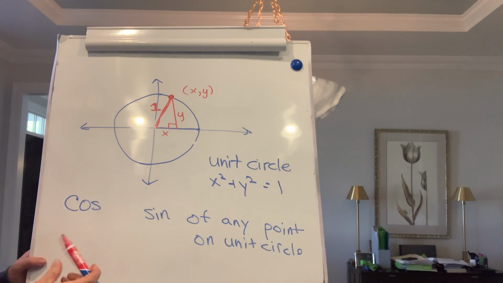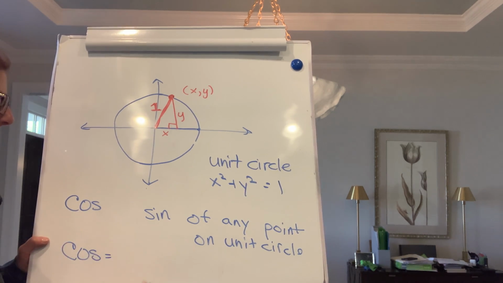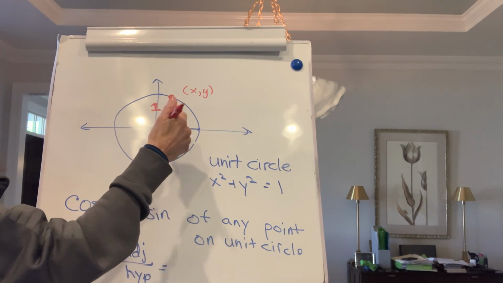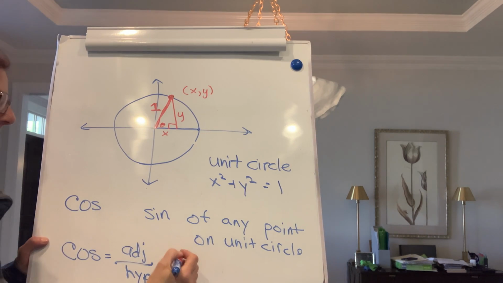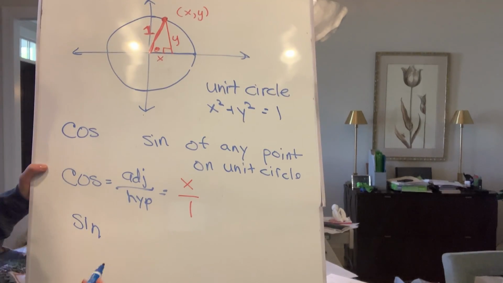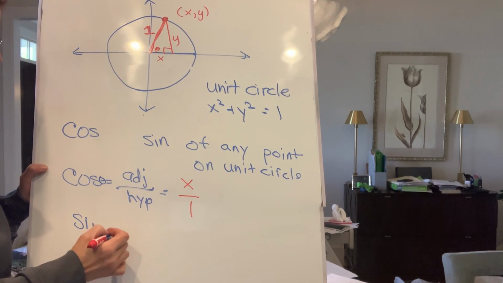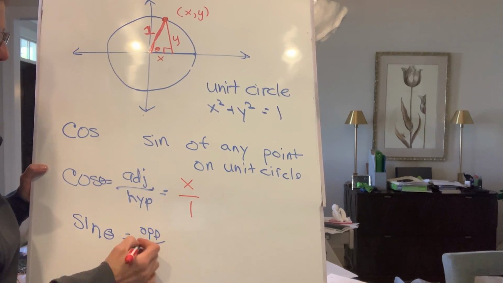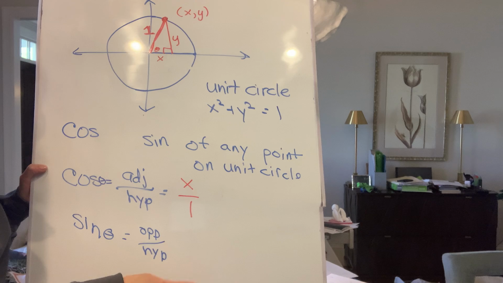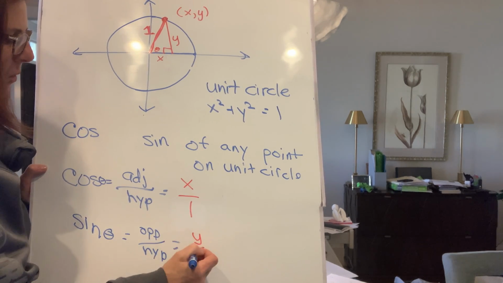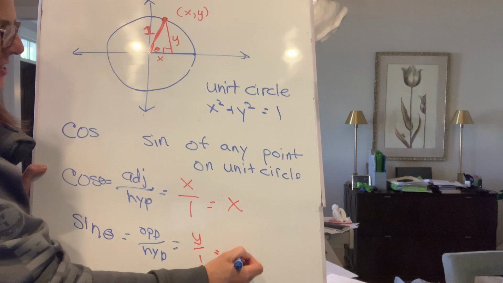All right, so let's think about what cosine is. Cosine is adjacent over hypotenuse. In this case, this is our theta down here. The adjacent side is x, so I get x over 1. For sine, I get opposite over hypotenuse. So in this case, I get y over 1. Well, those simplify down to be just x and y.